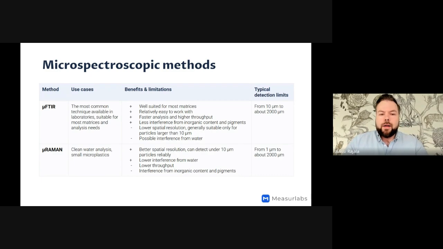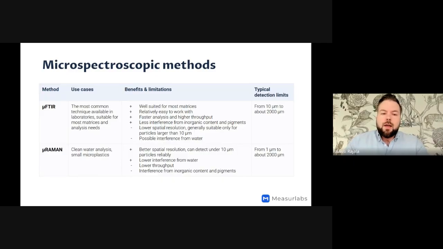Also, focal plane array detection enables a higher throughput for µFTIR, as µRaman usually works with point-by-point analysis, which takes more time. So in µFTIR's case, it's a bit like a digital camera, and in µRaman's case, it's more like a laser going through each particle. Also, µFTIR gets less interference from inorganic content, pigments, and other additives, which also makes it a lot easier to work with.